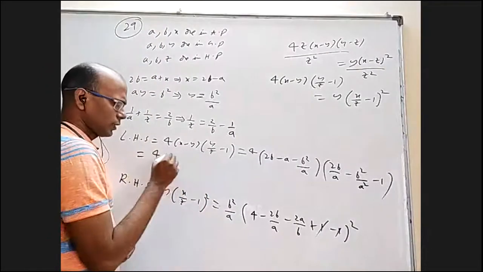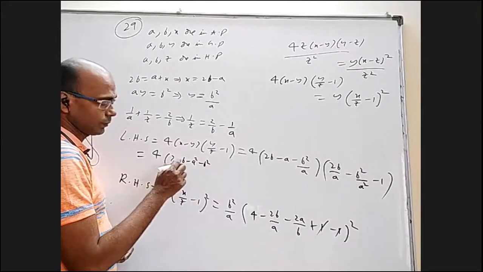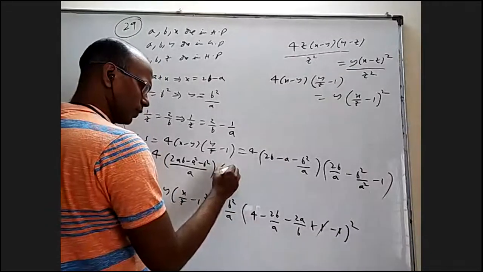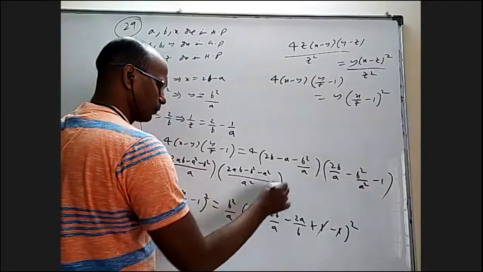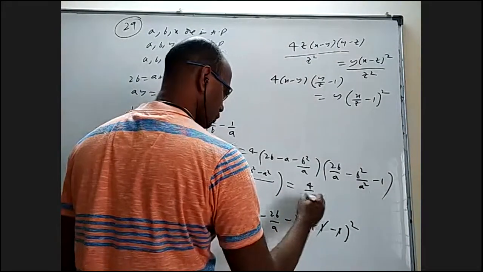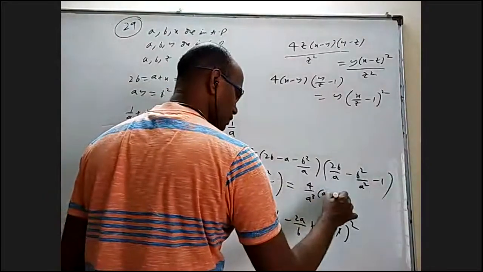Okay, here if I take LCM, it is 2ab minus a square minus b square. Oh, that is a perfect square by a. That is also, if I take LCM, 2ab minus b square minus a square by a square. That is 4 by a cube. This is also a square plus b square minus 2ab. That is a minus b whole power 4.